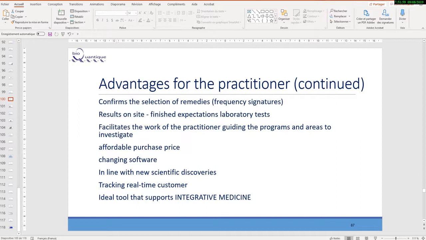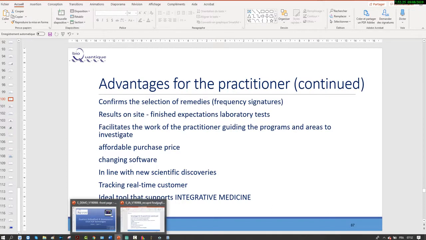There is an affordable price. The software is always improving, and it is in line with the new scientific discoveries. This is really important. And then we can track the improvement of the customer in real time. And it is the ideal tool to support integrative medicine. So I hope it has been useful for you.